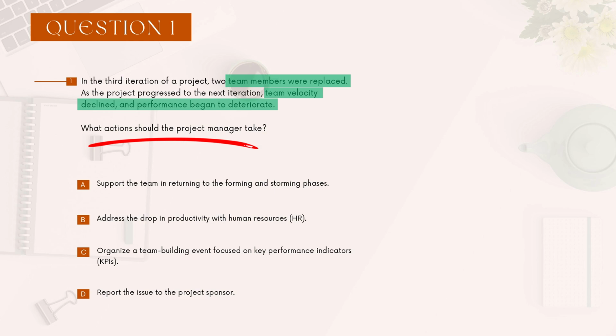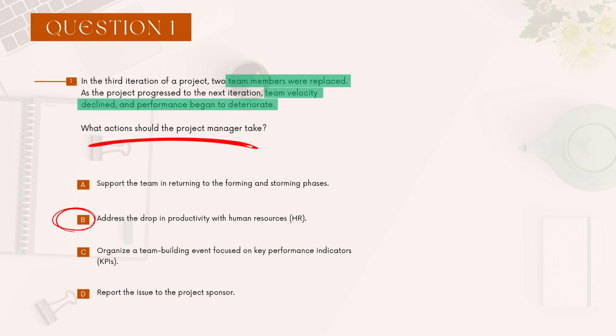So now we're going to look at the answers and eliminate the ones that contradict our principles. A is interesting. A will not make sense if you don't know what forming and storming are. Support is a good servant leader trait. And remember, principle number 3 states that we want to be a servant leader. We're going to come back to what forming and storming are.